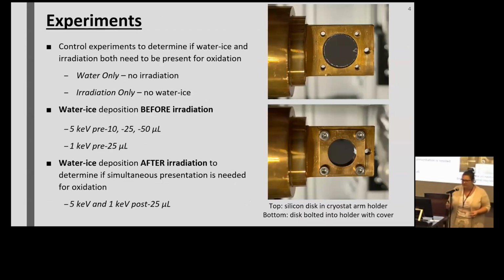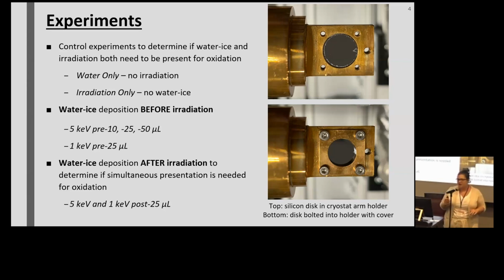So the experiments, and I'm going to try to explain this as well as possible because it can get a little confusing. First, we started off with control experiments. For these, we started off with seeing if water ice and irradiation need to simultaneously be present in order to get this oxidation. So we did water only, where under the same conditions as all the other experiments, we deposited water, left it there for a while without any irradiation. Then we had irradiation only, where we just irradiated the sample and no water ice was deposited onto the surface.